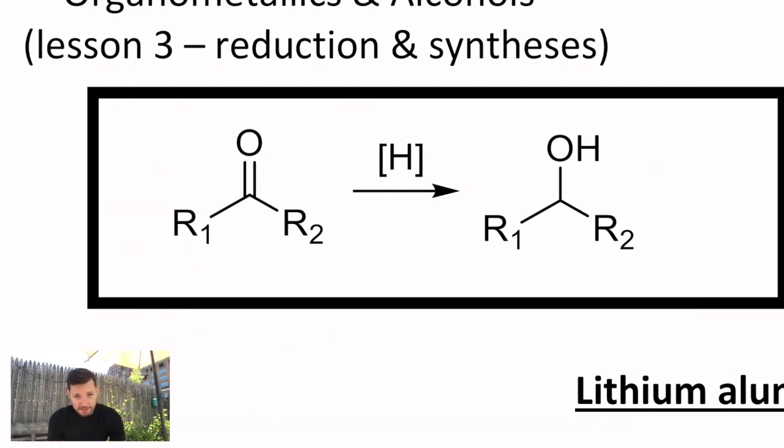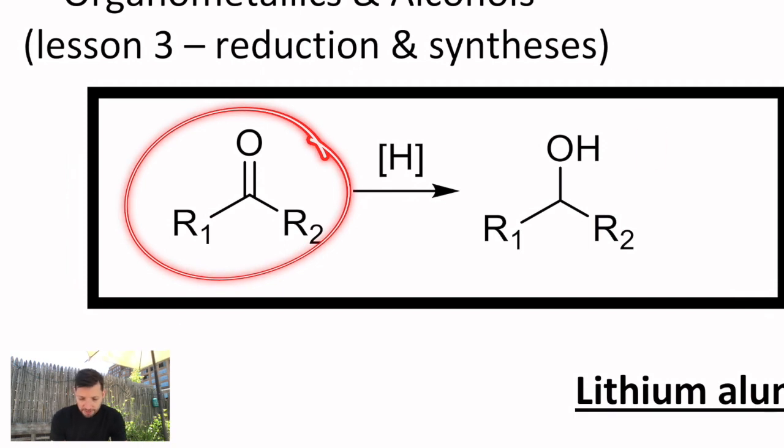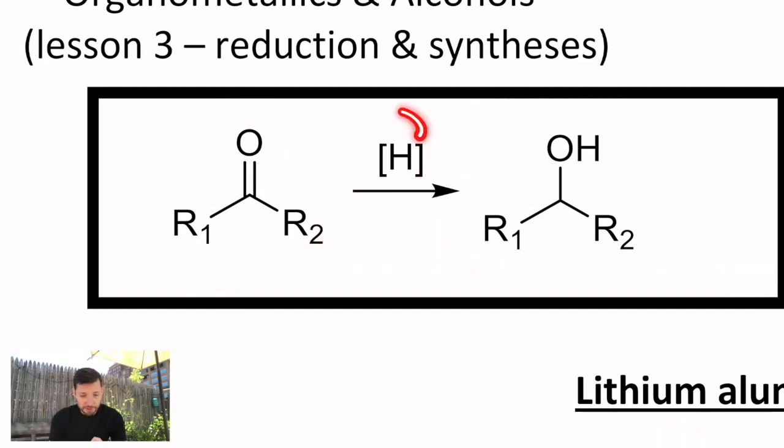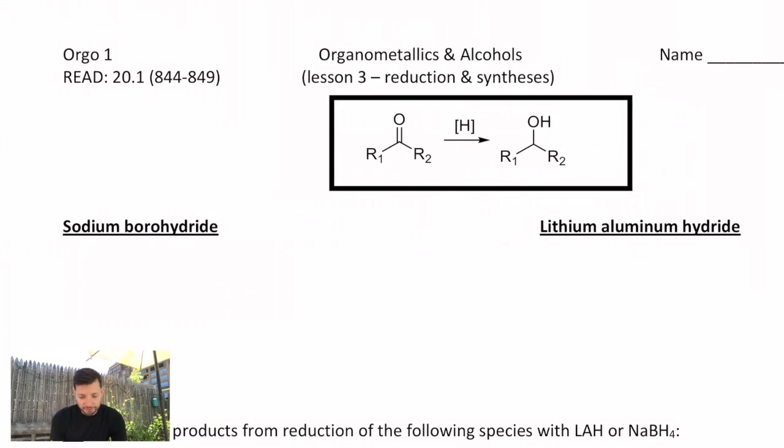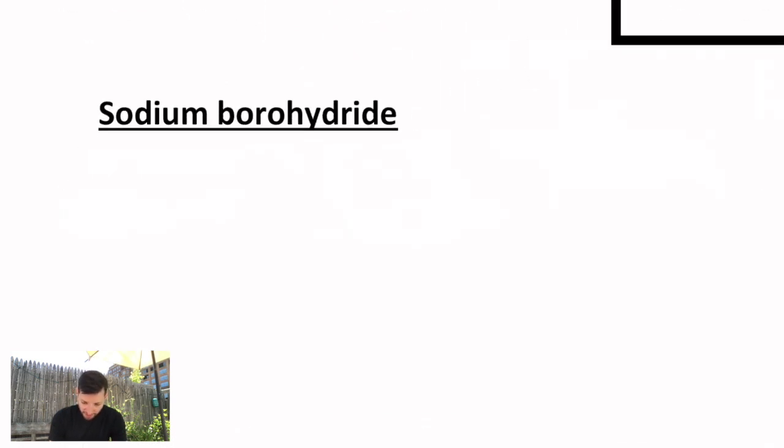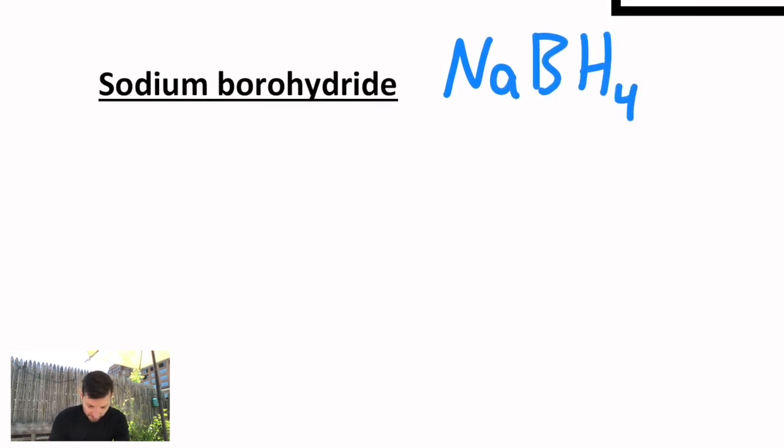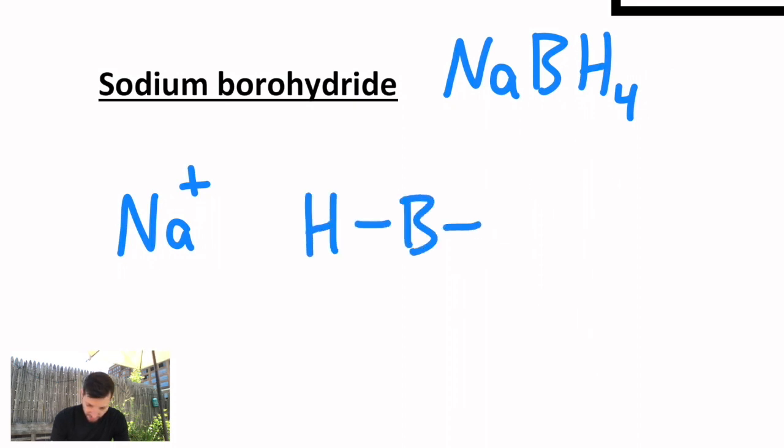So if we have something like a ketone, we can get a secondary alcohol by reacting it with a source of hydride. I just have it in brackets to indicate that. There's 2 reagents that we use for this more often than others. They are sodium borohydride, which has the formula NaBH4. And just to show you what it looks like, it's a sodium cation and a borohydride anion. That's a boron with 4 bonds and a negative formal charge on the boron atom.